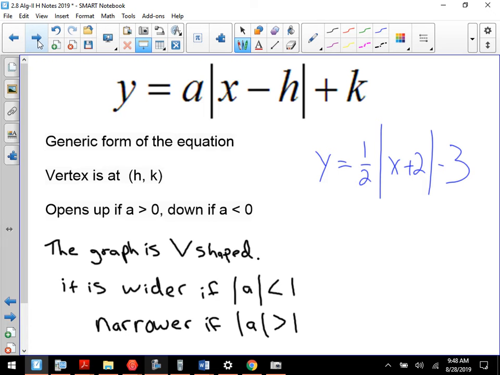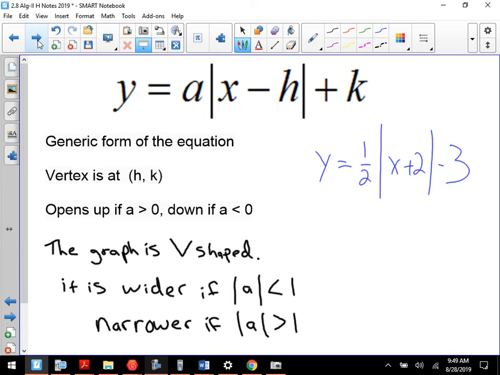Okay. So what happens here is we've got this generic form with A, H, and K. Your vertex is always going to be at H, K. Now these first two examples had H and K values of both zeros. That's why our vertex was at 0, 0. If our A value is positive, it's going to be a V that opens upward. If the A value is negative, it's a V that opens downward.